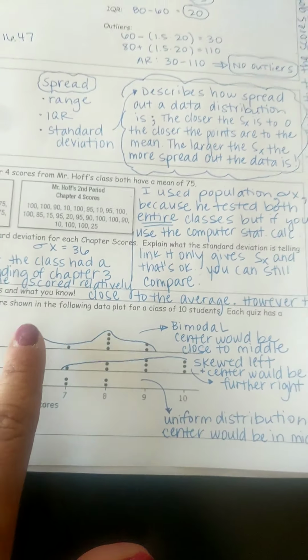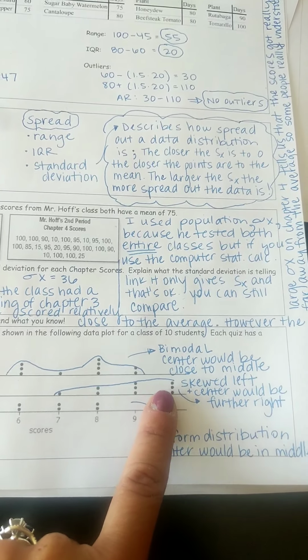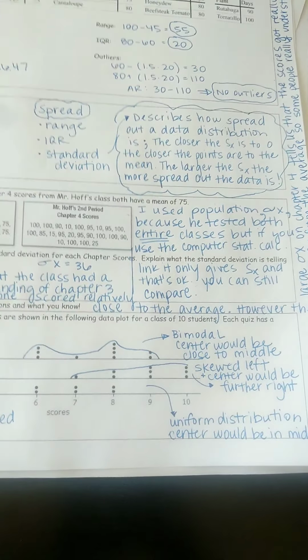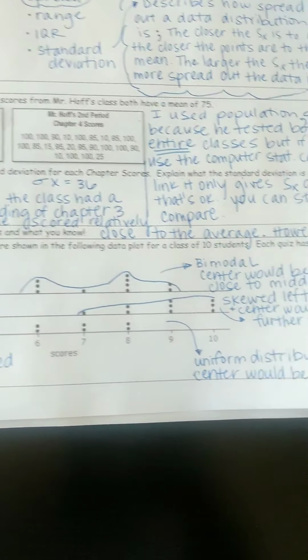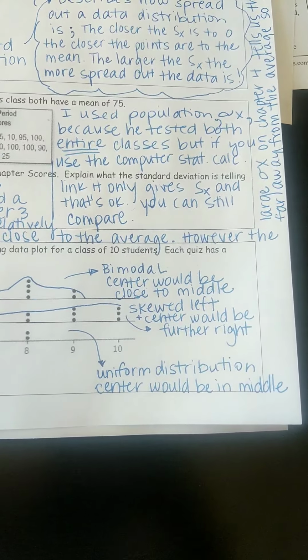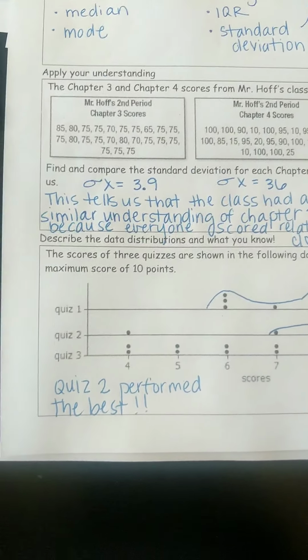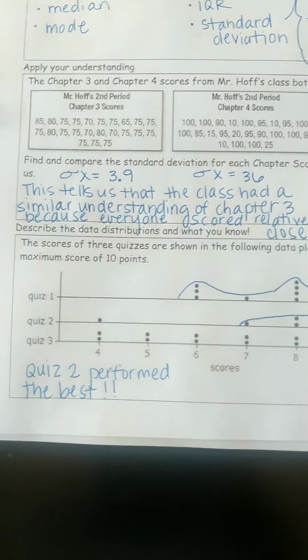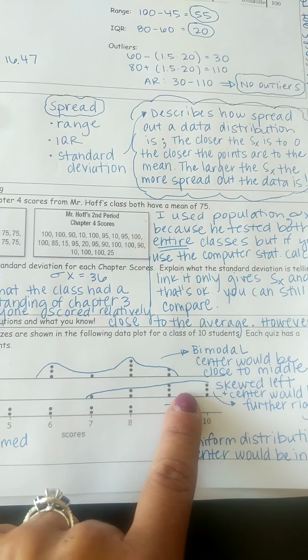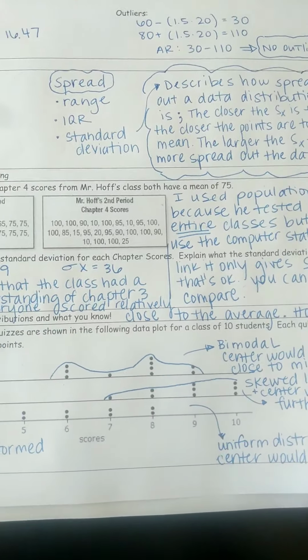Anytime it's skewed, that means our center is going to be further to the right, over on this side, okay? And then the last one, if you look, it's straight across the top, which means it's a uniform distribution. The center would be in the middle. And I would say overall, quiz 2, they performed the best on, because that's the one where the center would be further to the right.